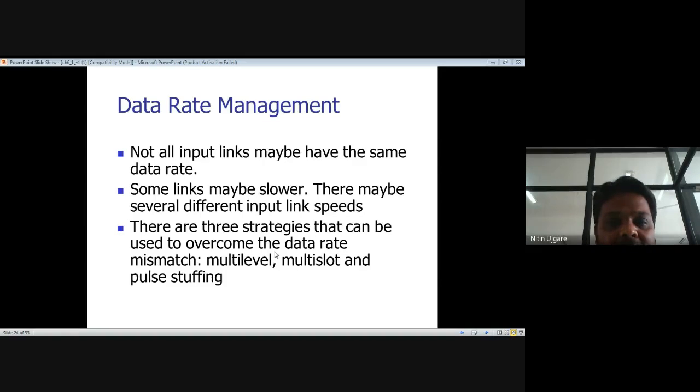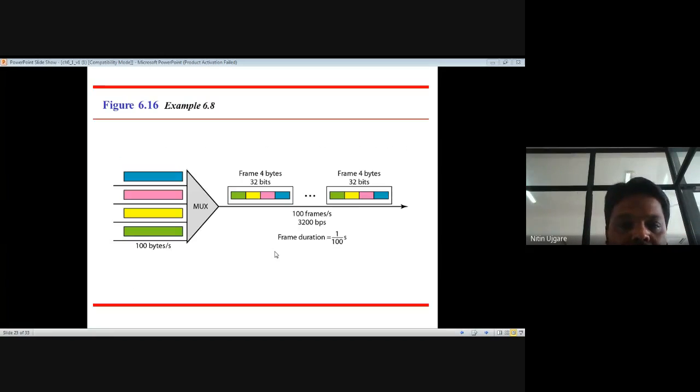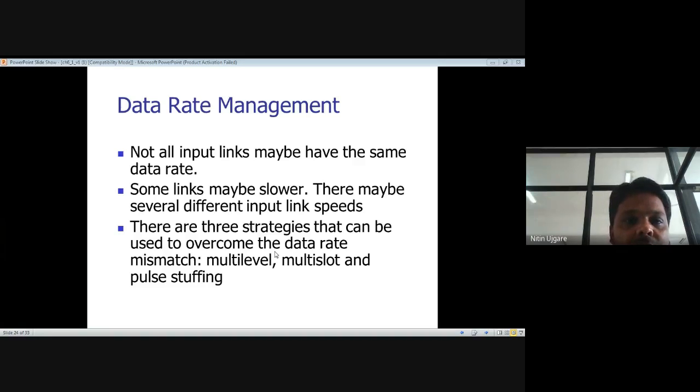So data rate management: all the input links may not have the same data rate. Some links may be slower, because we have discussed that this is a very ideal example where each channel has the same data rate. That is not the case in real time. There may be several different input link speeds, and because of this, data rate management becomes complex.